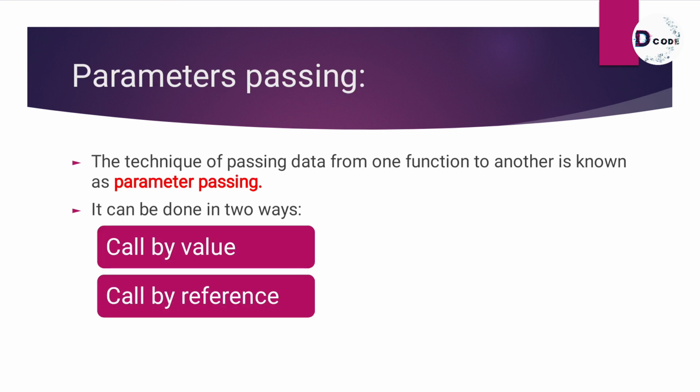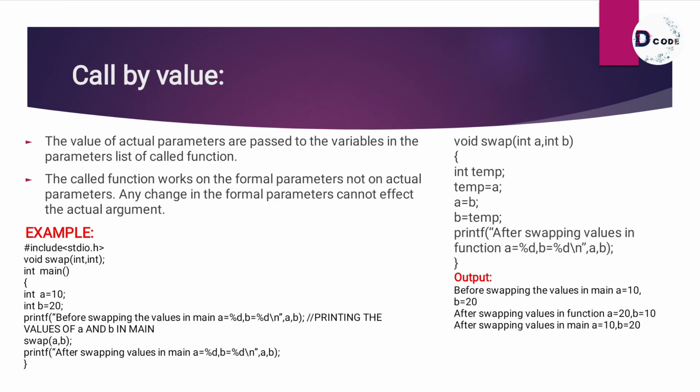Now we'll look into parameter passing. It is a technique of passing data from one function to another function. This can be done in two ways. Now we will look into the topic of call by value. The values of actual parameters will be copied to the formal parameters, and these two different parameters are stored in different locations. The values of actual parameters are passed to the variables in the parameters list of the called function, and the called function works on formal parameters. If we make any change in formal parameters, it does not affect the values in actual parameters.